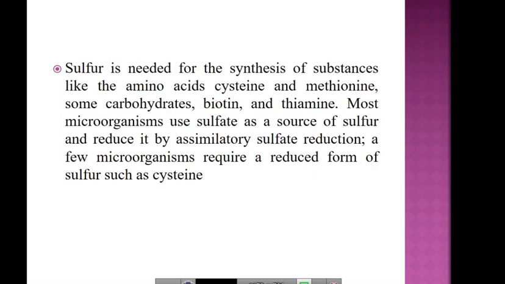Then sulfur. After phosphorus it is sulfur. Sulfur is needed for the synthesis of amino acids like cysteine and methionine. Sulfur-containing amino acids are cysteine and methionine. Even some carbohydrates, biotin and thiamine contain sulfur. Most microorganisms use sulfate as a source of sulfur and reduce it by assimilatory sulfate reduction. This is the role of sulfur.